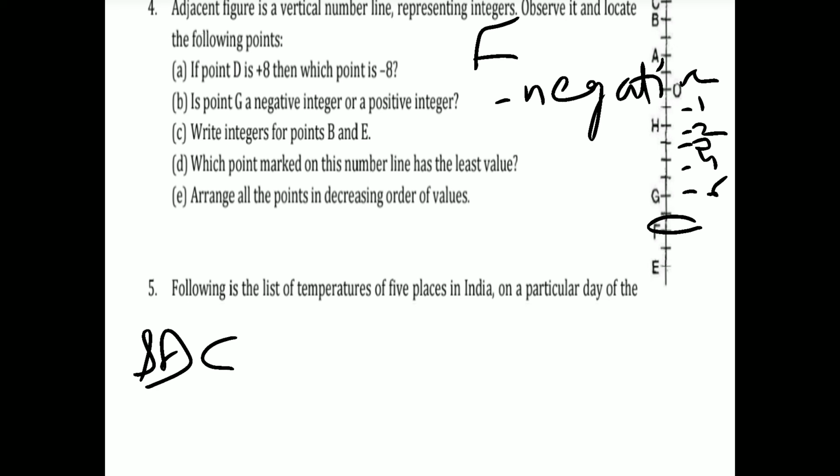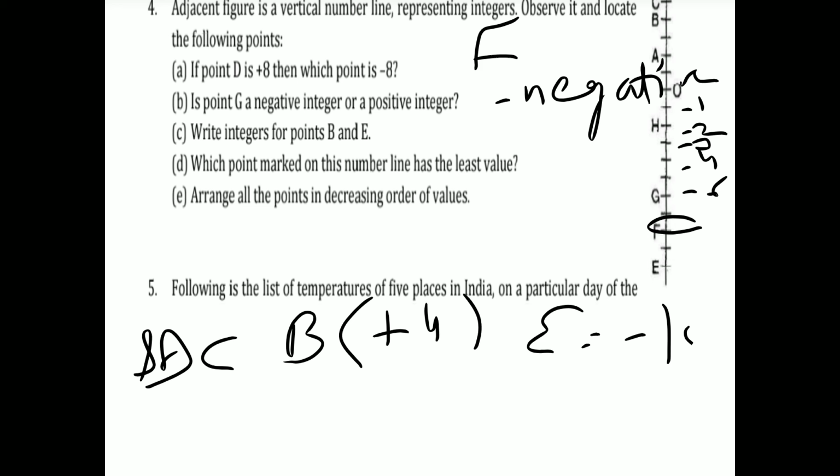B is up. If 0, then minus 1, A is minus 2, plus 2, then plus 3, B is plus 4. Clear? B is plus 4. Now for E, it will be F is minus 8, then minus 9, E is minus 10. So E is minus 10. Clear? Now it's the C part answer.